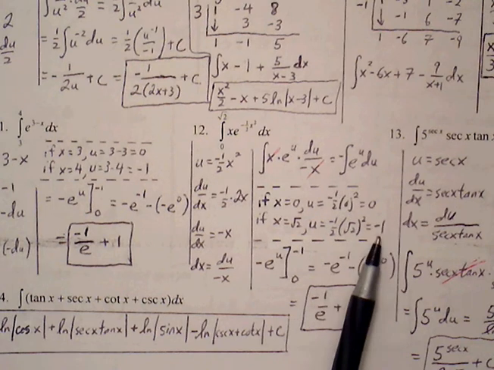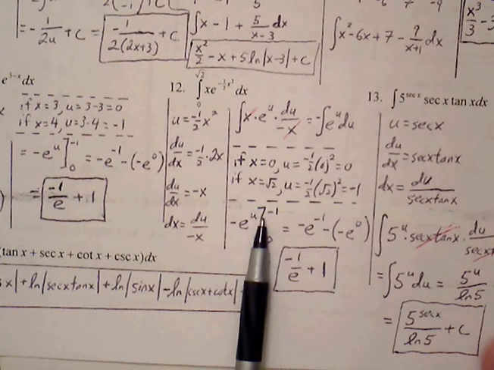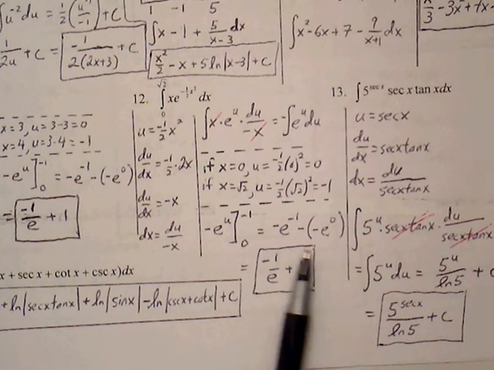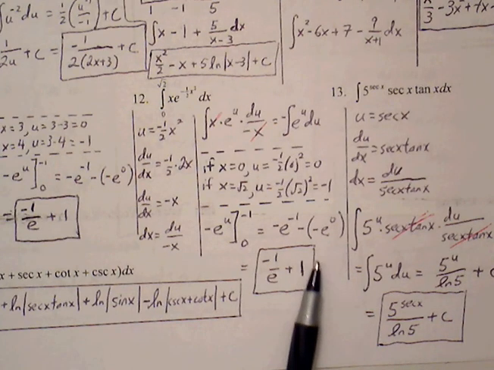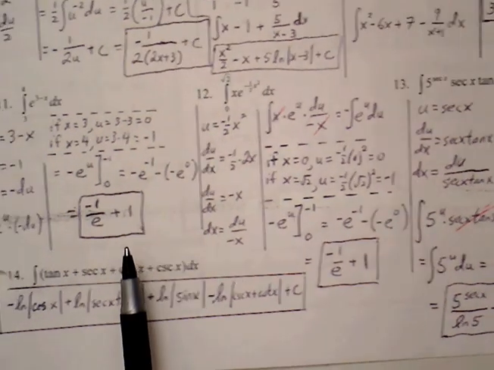So we plug the upper bound in first, negative e to the -1, minus, plug in the lower bound, 0 in for u, e to the 0. So this cancels out to actually look exactly the same as number 11. That's just a coincidence there with the same solution.